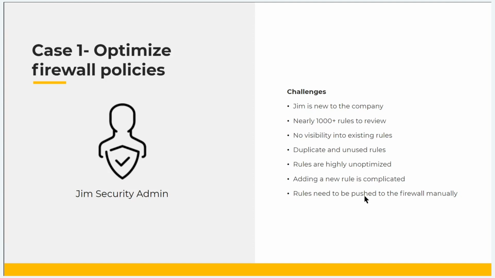And finally, last but not the least, there are not one, not two, but over 5 firewalls in Jim's new company. Every time he needs to write a rule and analyze the impact of making the changes, he has to do all of this manually across all 5 firewalls. So these are the challenges that are faced by Jim.